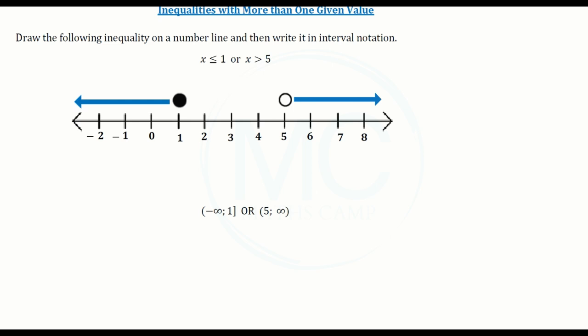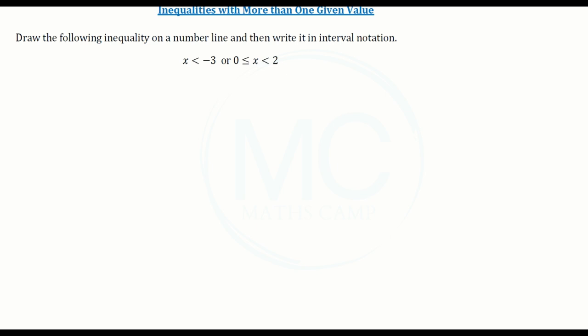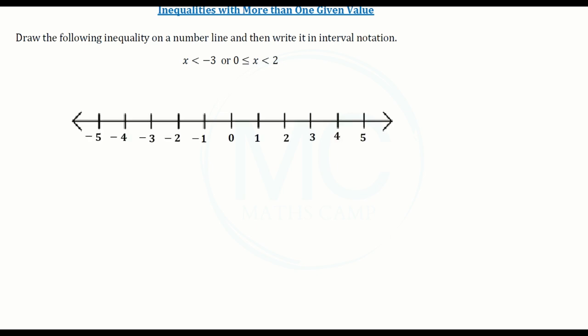Let's do one more. X is smaller than -3, or X is greater than or equal to 0 and smaller than 2. Let's draw in our number line. X is smaller than -3, so we can put a hollow dot above -3. X is greater than or equal to 0, so we can put a solid dot above 0. And X is smaller than 2, so we can put a hollow dot above 2 as well.